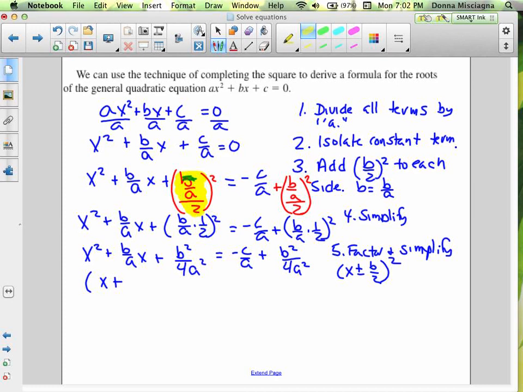This value right here, which is the same as this value right here, is half of b. I'm going to get rid of the green scribble. Oops, not the yellow. The yellow can stay. There we go. Get rid of the green scribble.